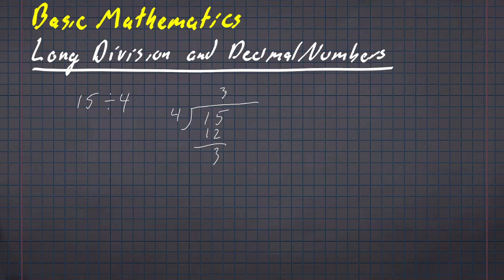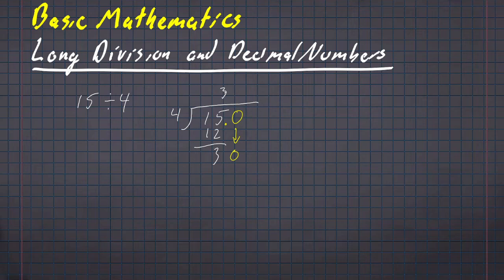You could write this as the mixed number: 15 divided by 4 is 3 3/4. But today we want to talk about decimal numbers. So we make the conscious choice to declare that 15 is a decimal number. Trailing zeros at the end of a decimal number don't change anything, so we can introduce that without any issue. Now we're going to say that we're dividing 15.0 by 4. The reason that's useful is it gives us an extra digit to drop down.